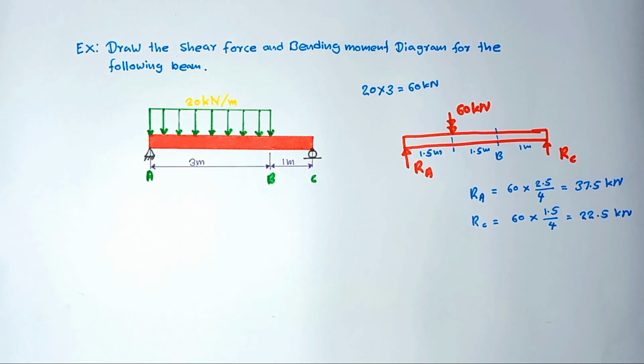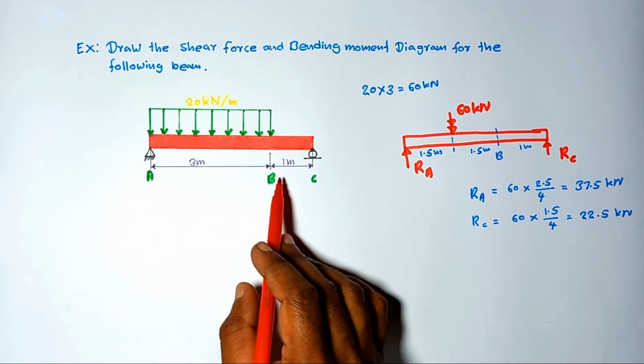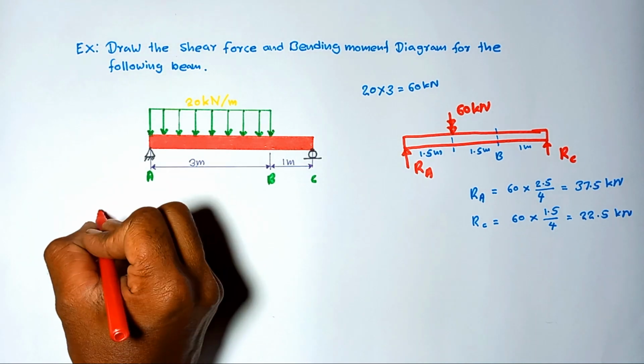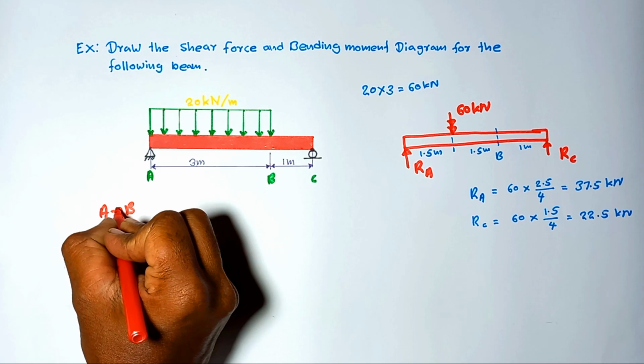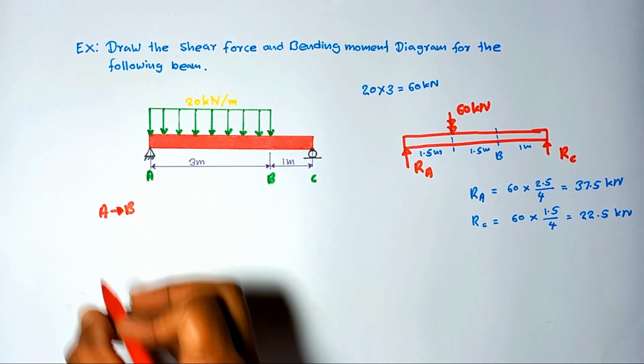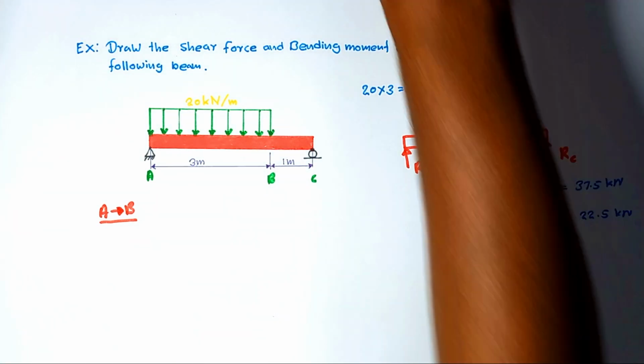Okay. Then we are going to obtain the equations for shear force and bending moment. We are going to divide the beam into segments A to B and B to C. So first of all, we are going to consider the A to B region. Okay, A to B region. So then, what is the next step?